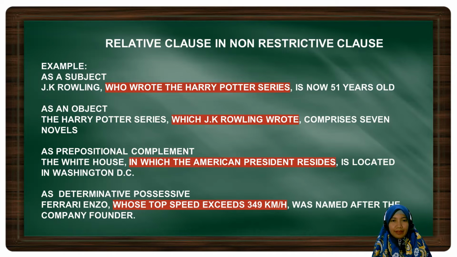As an object, the Harry Potter series, which J.K. Rowling wrote, comprises 7 novels. As prepositional complement, the White House, in which the American president resides, is located in Washington, D.C. As a determinative possessive, Ferrari Enzo, whose top speed exceeds 349 kilometers per hour, was named after the company founder.